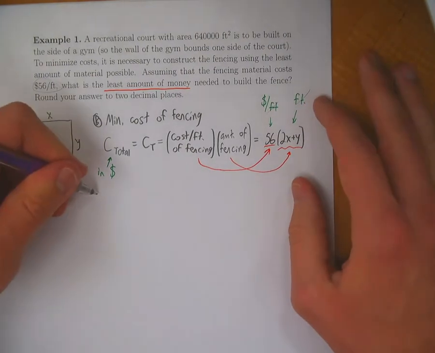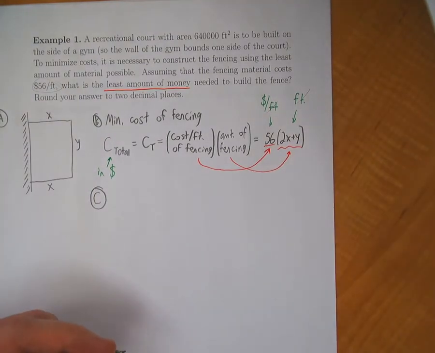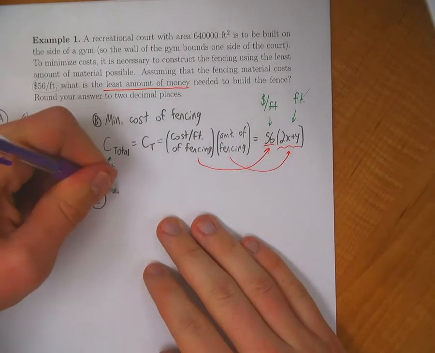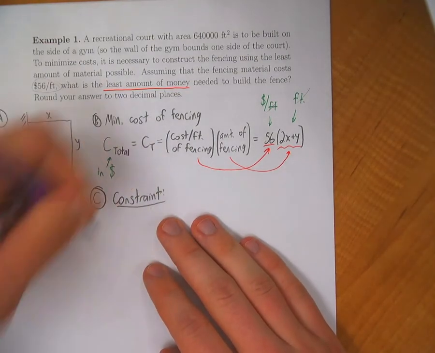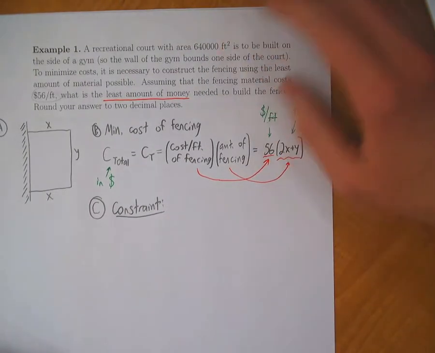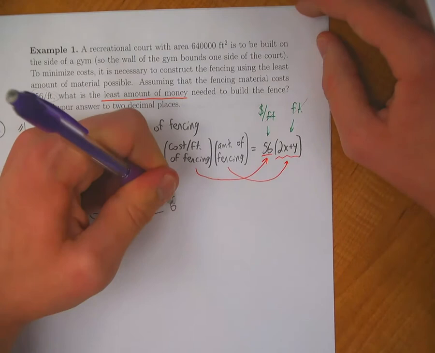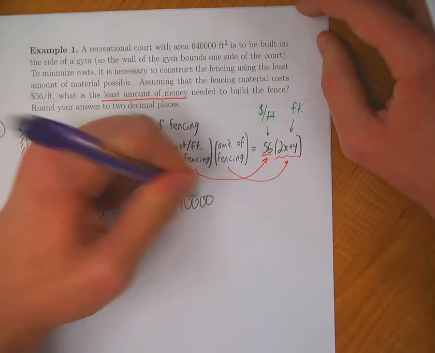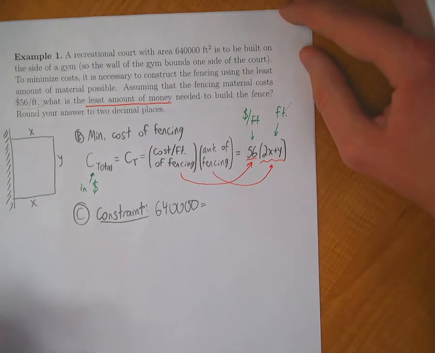Now part C says, all right, we still have everything in terms of two variables, so we have to fix that. What's our constraint? Well, our area is given as 640,000 square feet. In terms of the variables we're given, that means 640,000 can be expressed as the product of what two things?